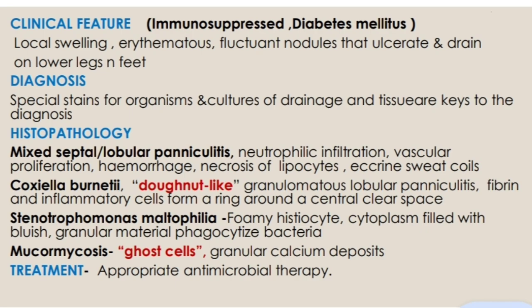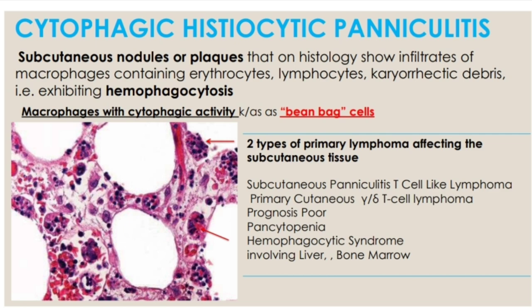Coming up with cytophagic histiocytic panniculitis, it presents as subcutaneous nodules or plaques that on histology show an infiltrate of macrophages containing erythrocytes, lymphocytes and karyorrhectic debris, exhibiting hemophagocytosis. Macrophages with cytophagic activity are known as bean bag cells, shown in the histopathological image. There are two types of primary lymphoma affecting subcutaneous tissue which present as cytophagic histiocytic panniculitis: subcutaneous panniculitis-like T cell lymphoma and primary cutaneous gamma delta T cell lymphoma, which have a poor prognosis associated with pancytopenia and hemophagocytic syndrome, also involving the liver and bone marrow.